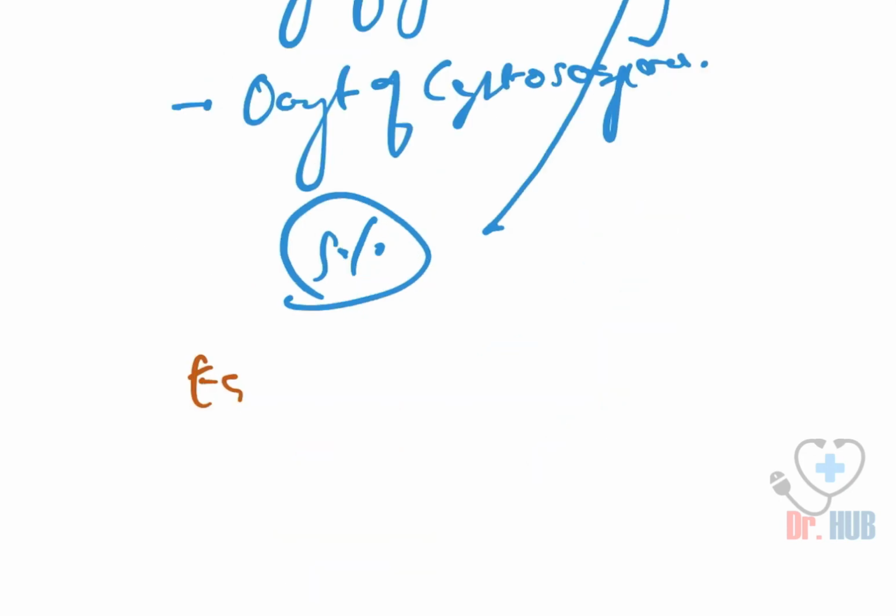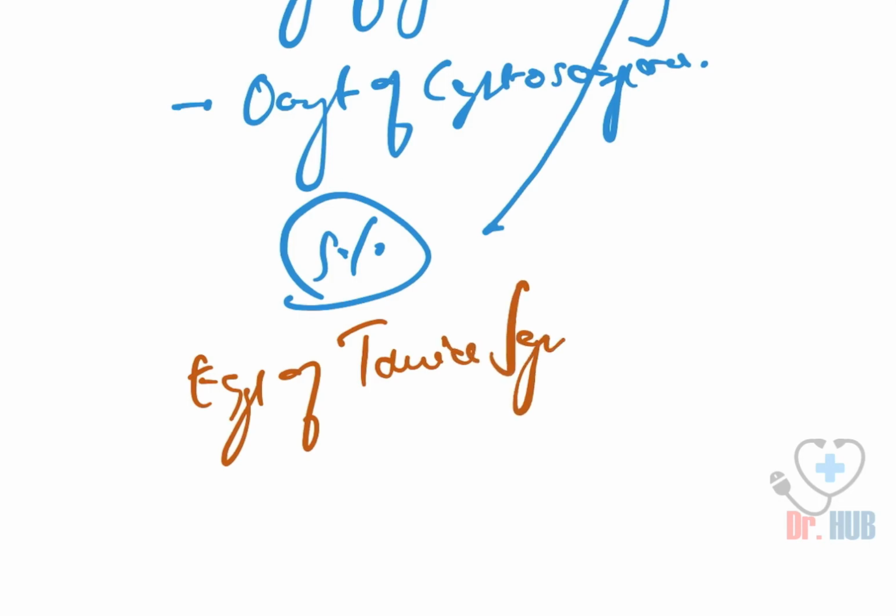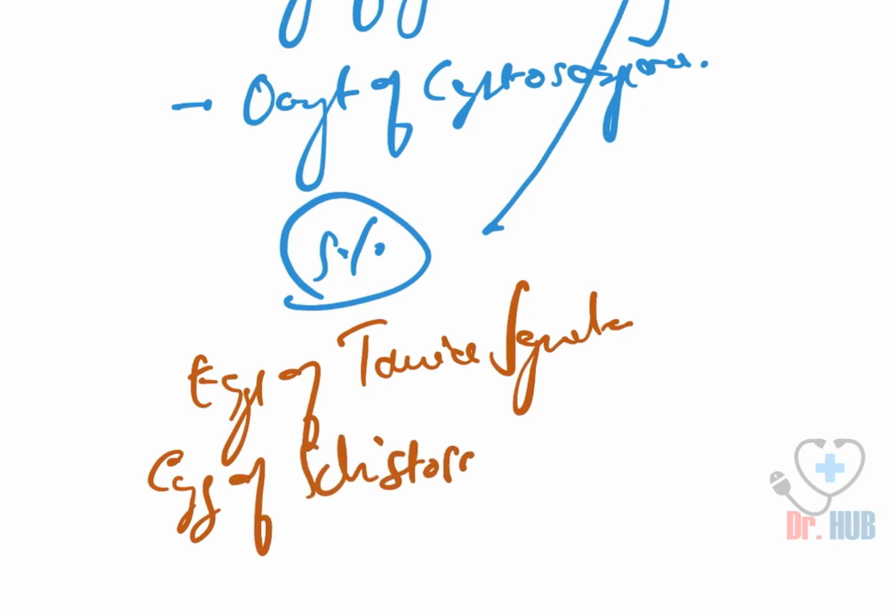Next class, we see the eggs of the Taenia saginata as well as the eggs of the Schistosoma mansoni. So these require a sulfuric acid concentration of 1%.